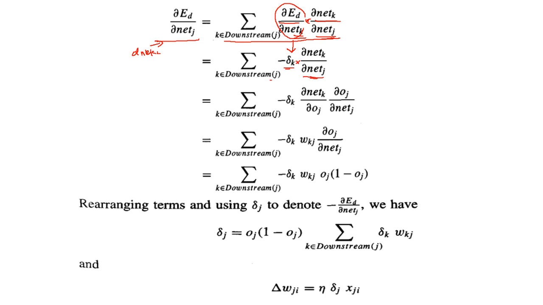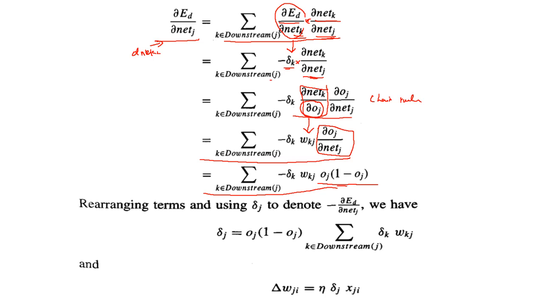Now we have to include the differentiation of output in the equation by applying the chain rule. So we have to rewrite the equation in this form, and here we know this particular term is nothing but Wkj. Now we have to rewrite the equation in this form, substituting Wkj in place of differentiation of net k divided by differentiation of Oj. After that, see this particular term, differentiation of Oj divided by differentiation of net j is equal to Oj into 1 minus Oj. Hence we rewrite the entire equation in this form, and after that rearrange the terms, using delta j to denote this particular form.